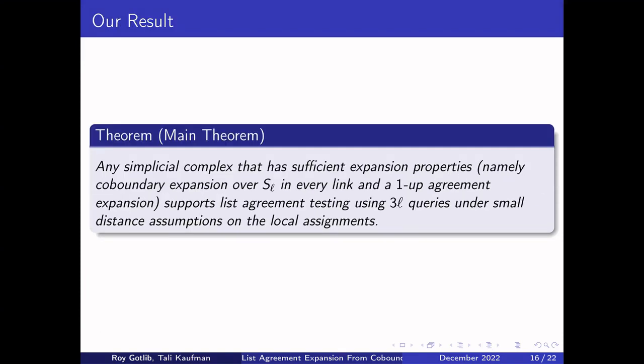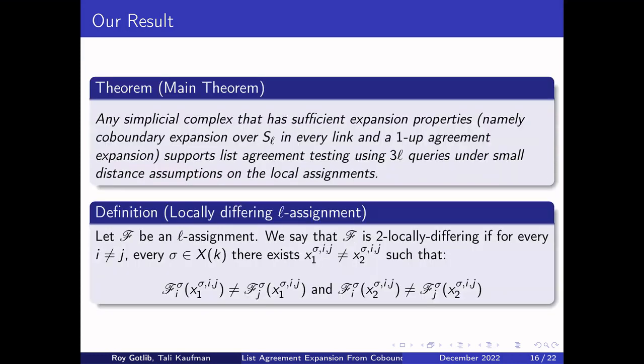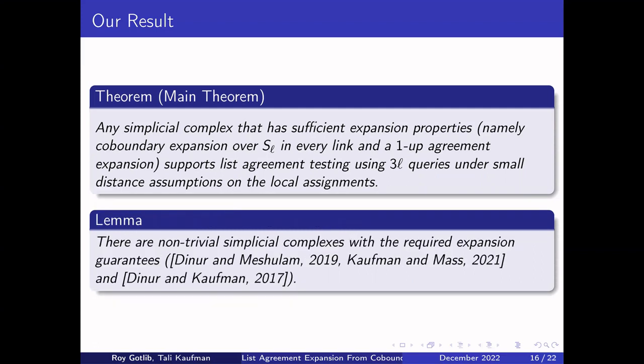We show that any simplicial complex that has sufficient expansion properties, specifically coboundary expansion over the symmetric group with L elements in every link and one-up agreement expansion, supports list agreement testing using 3L queries under some small distance assumptions on the local assignments. Specifically, those local distance assumptions are that any 2 assignments to the same face differ on at least 2 vertices. We know that this limitation is inherent, meaning that without this assumption, no test can be found, and that there are non-trivial simplicial complexes to which this result holds, for example, the spherical buildings.